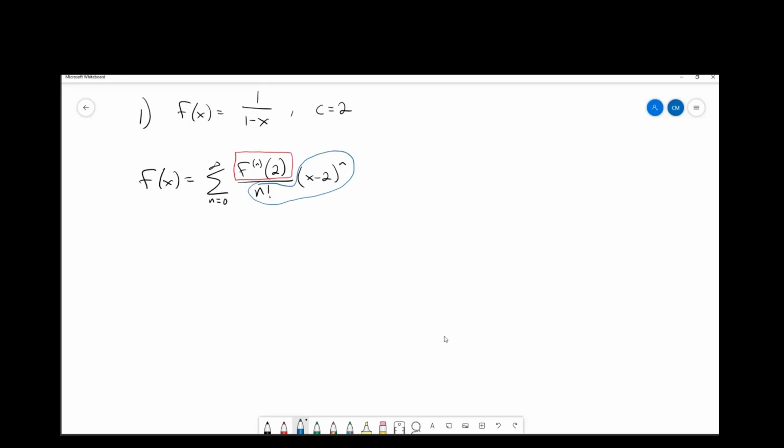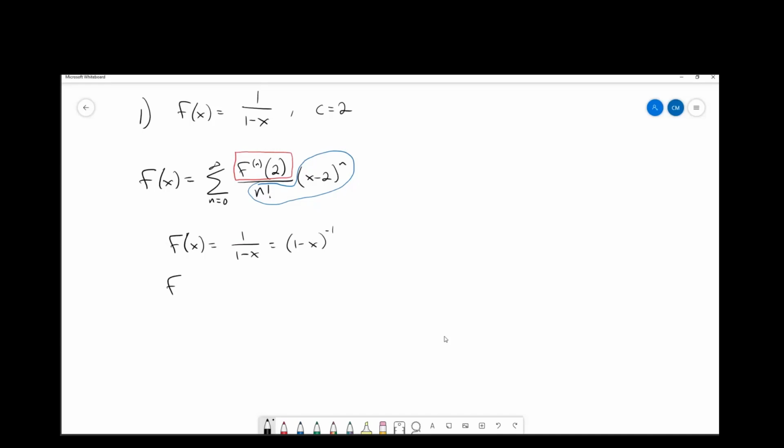That stuff does not change. We are only trying to find the stuff that's boxed in red there. So let's do that. How do I find f^(n)(2)? Well, it would probably help by finding f', the first derivative, and the second derivative, and so on. If this is the function, 1 over 1 minus x, then maybe you might want to write it like this to help take derivatives.